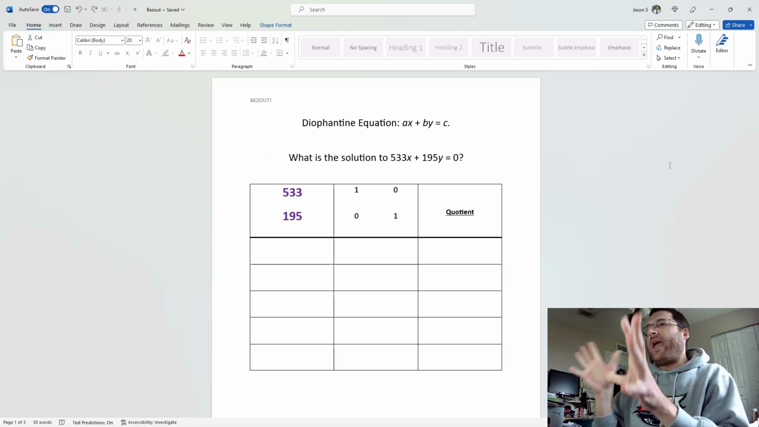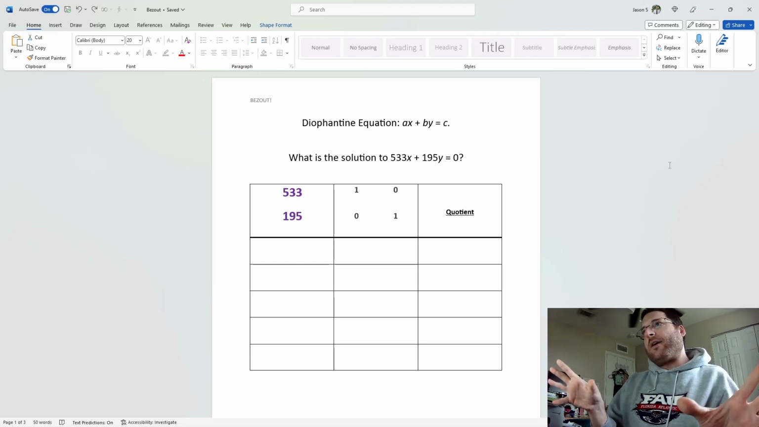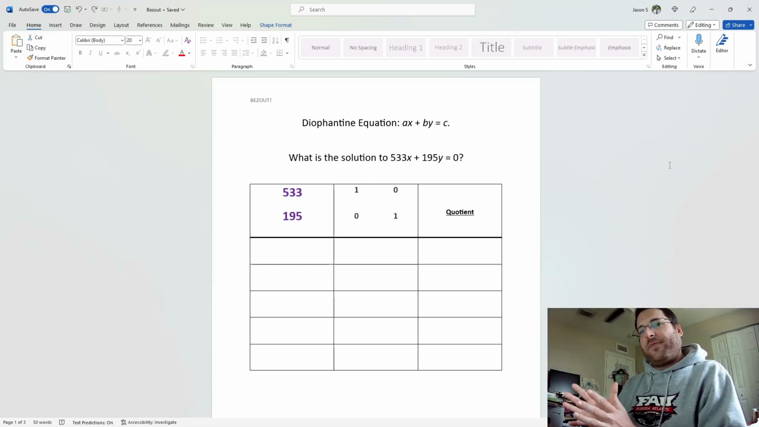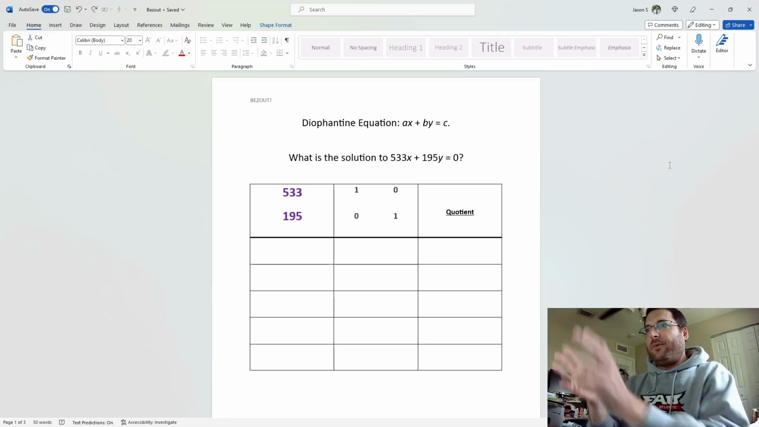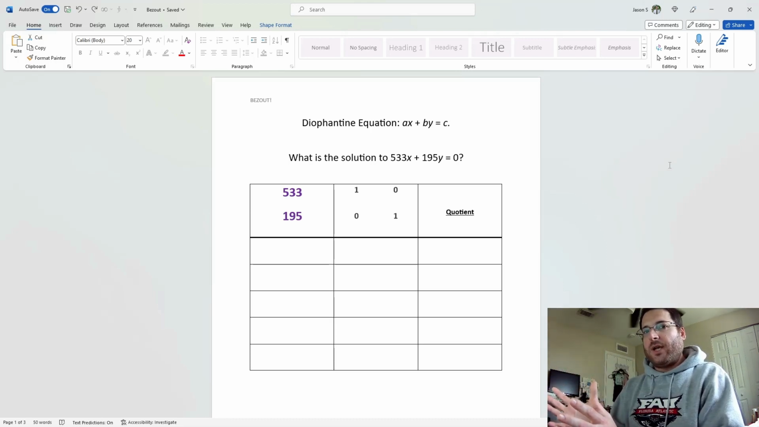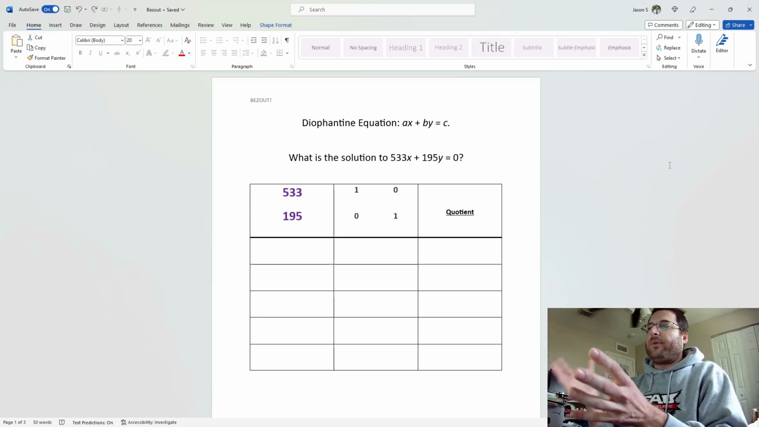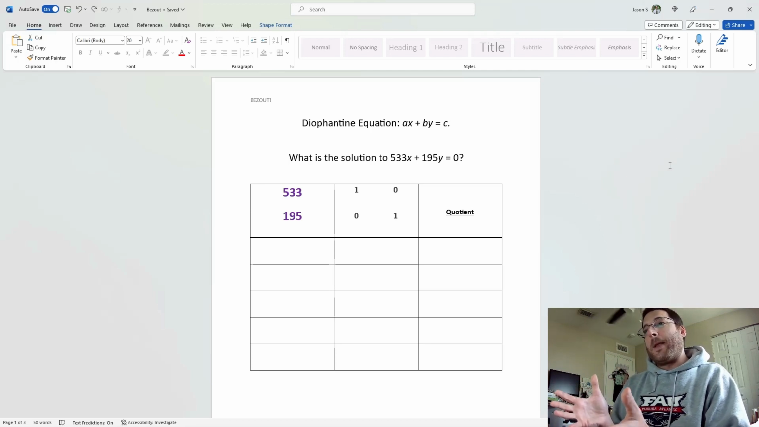The Euclidean algorithm. This is a way to use the Euclidean algorithm to solve Diophantine equations using Bezout's identity, which is this table that you see on the screen, and how all of that can be related to continued fractions if you want. Okay, so let's just see what this is about. How do we even do this?